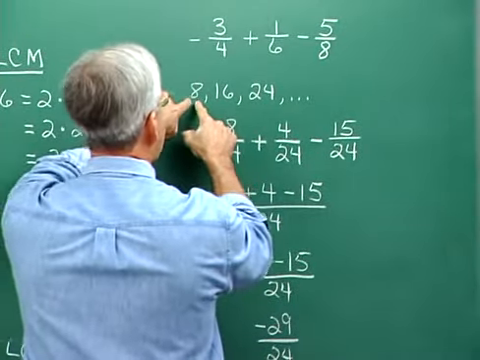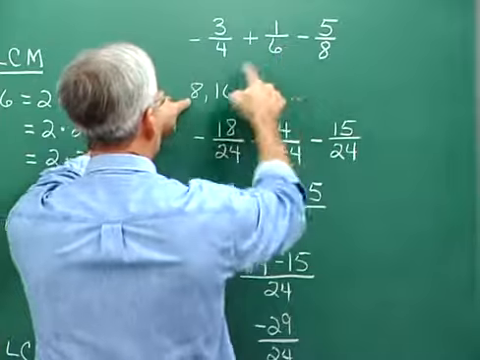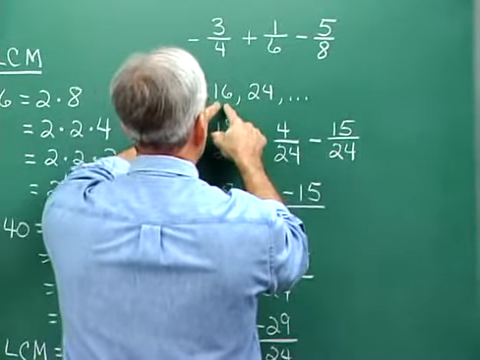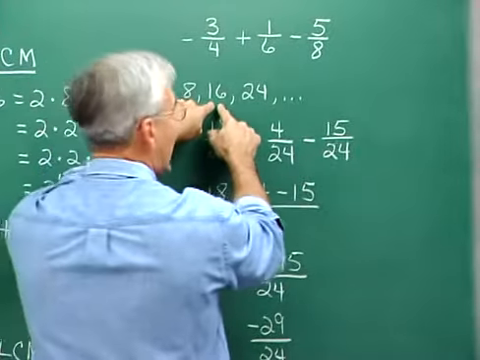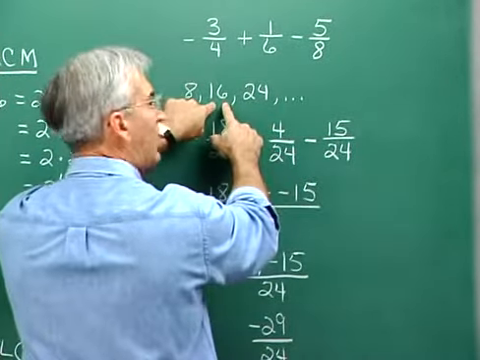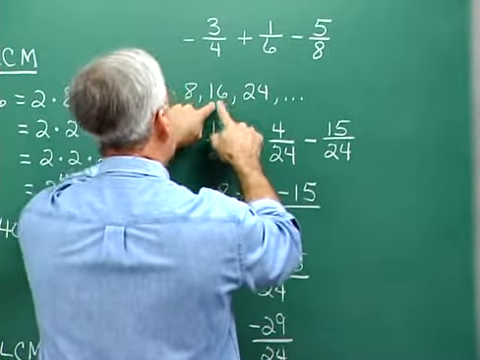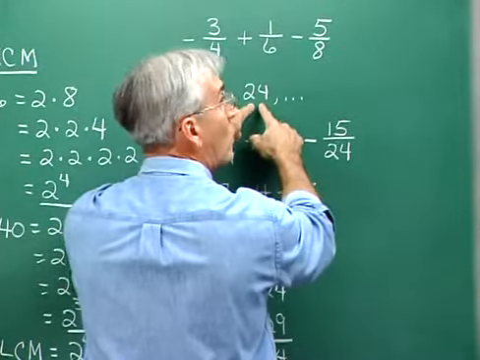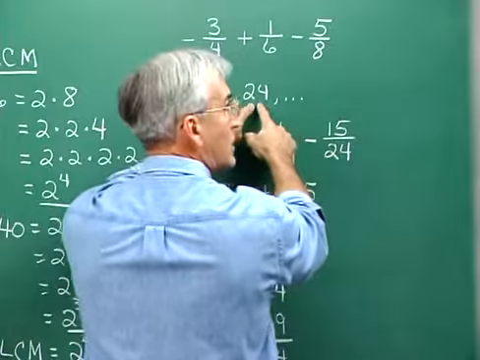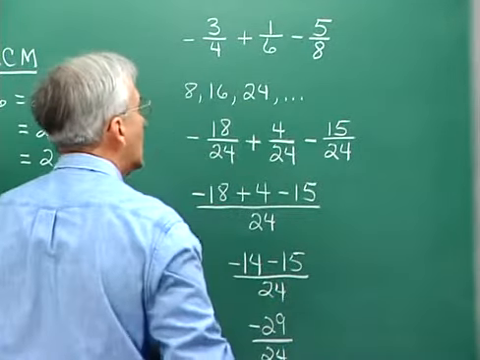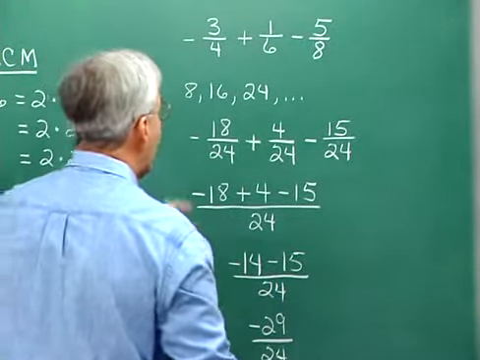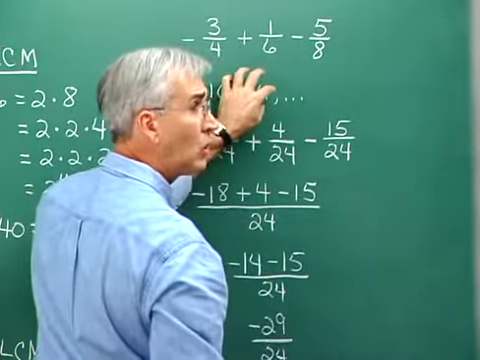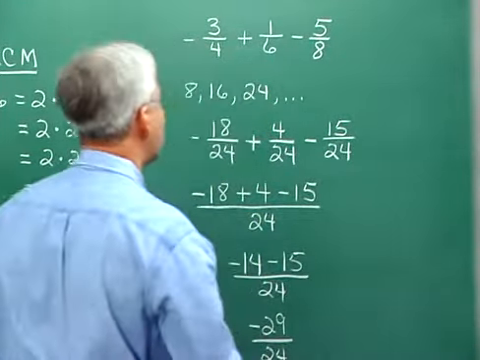All right, you write the 8. Does 4 go into 8? Yes. Does 6 go into 8? No, not evenly. All right, 8 times 2 is 16. Does 4 go into 16? Yes. But does 6 go into 16 evenly? No. So let's see, 8 times 3 is 24. Does 4 go into 24? Yes. Does 6 go into 24? Yes. And of course 8 goes into 24 because it's a multiple of 8. So we have struck a common denominator or a least common multiple for all three of these denominators.